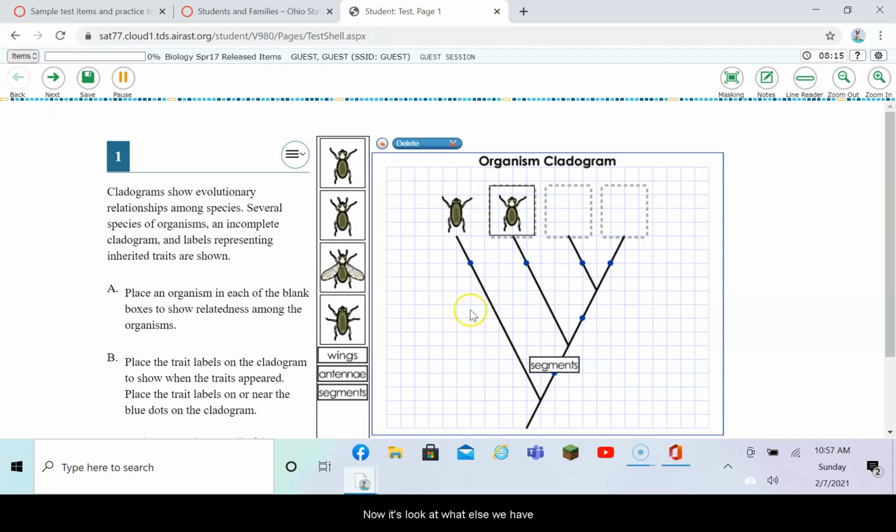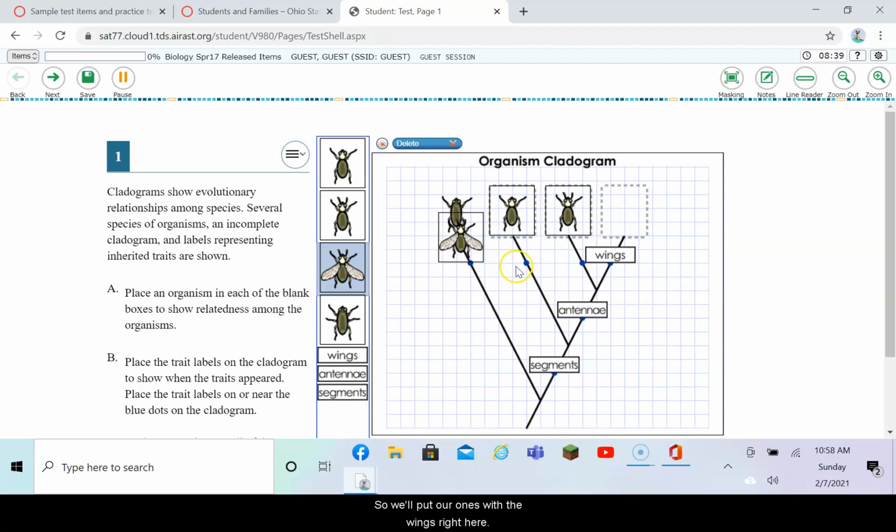Now let's look what else we have. We have antenna. We have a bug with an antenna. Let's move him over here. And let's put the word antenna over here. Again, what are we saying? This bug has the segment and has the antenna, but he doesn't have the wings. So we'll put our ones with the wings right here.